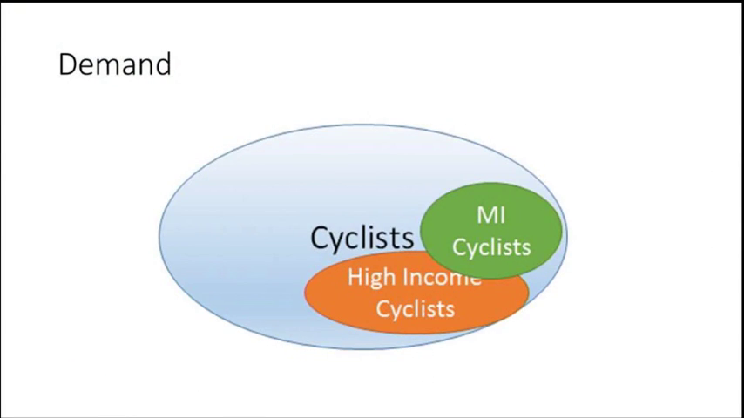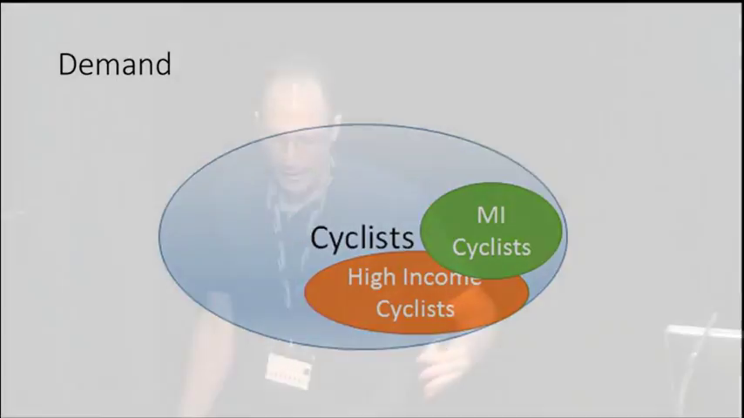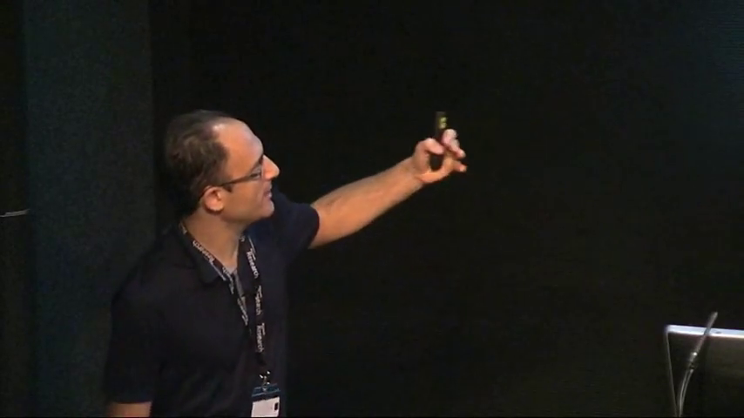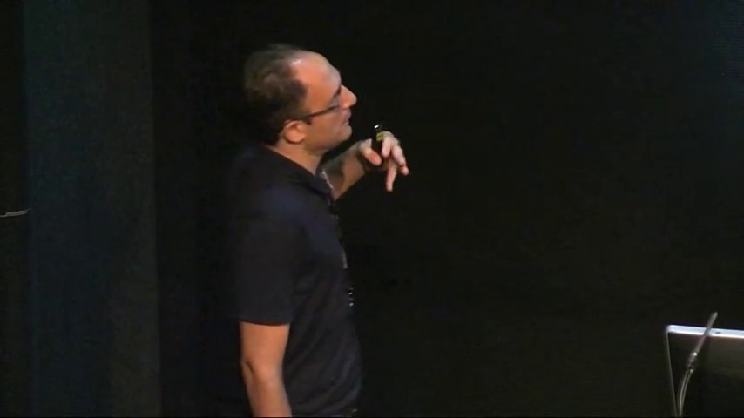So what does the demand look like here? Let's say someone has a demand for cyclists, wants to advertise to cyclists. And now we might have three different market goods. One is Michigan cyclists and one is high income cyclists. And maybe we even have a market good that is called cyclist. So these are market goods that have overlap between them. This is the basic problem that we have here.